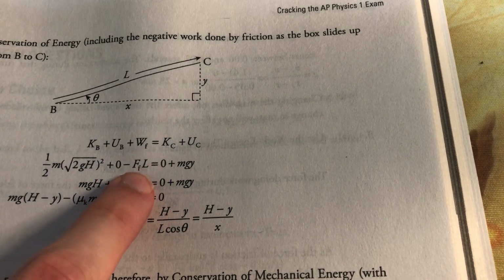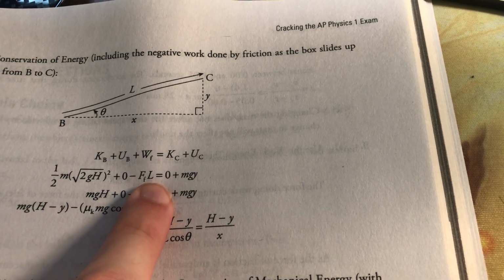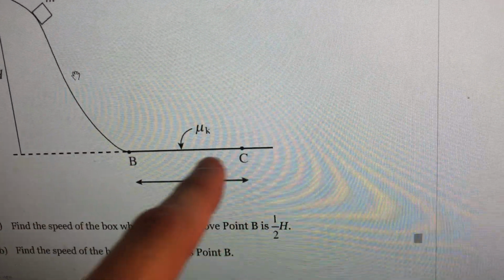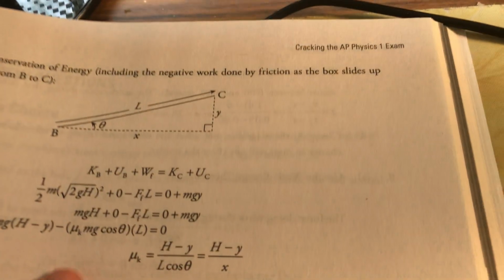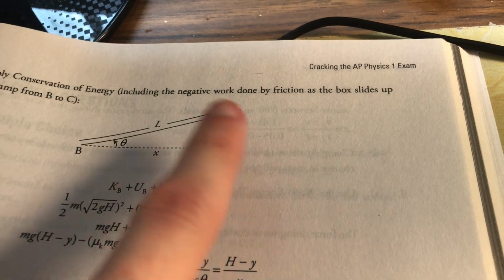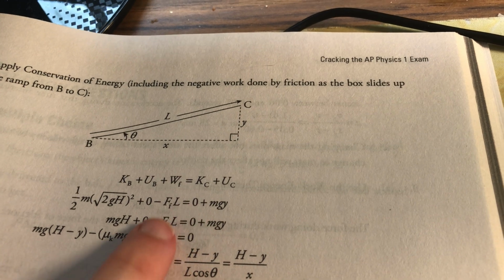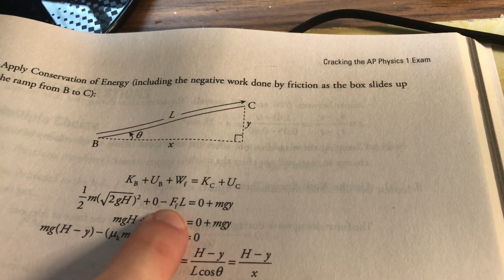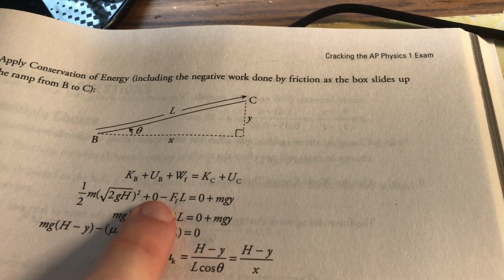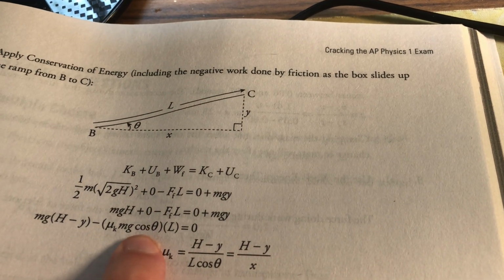Work of friction is the force of friction times... Now we have to be a little careful because we're not going a distance x anymore. Our displacement is no longer this horizontal x. Our displacement is now L. We're going up the ramp all the way from B to C. So that's the displacement. Work is force times displacement, and the negative sign. Okay, there they go. There's their cosine.